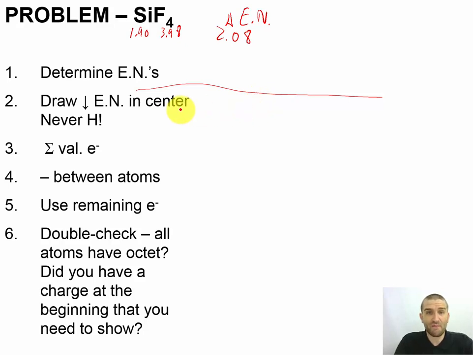Okay, so let's set this up. Our small electronegativity atom goes in the center. We'll space out our other atoms all the way around it. Silicon, fluorine, fluorine, and fluorine. Now we're going to total up our valence electrons, or our octet electrons. So we're going to have, let's see, 7 for fluorine. So here's how I like to table these up.